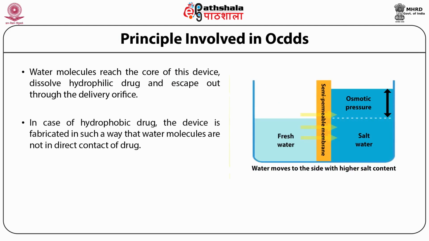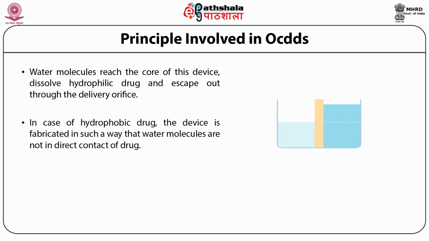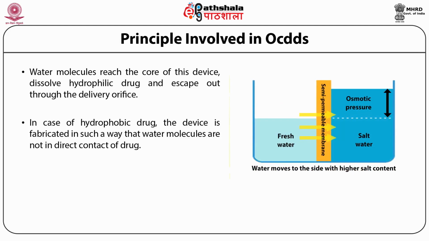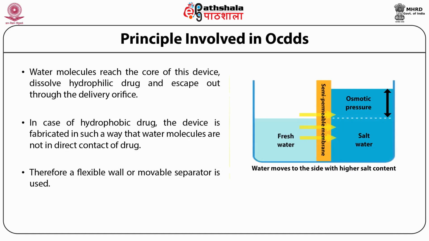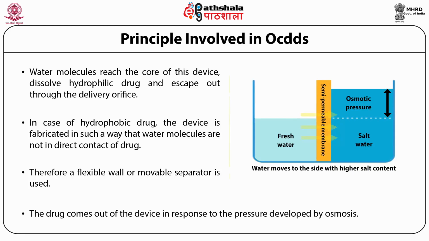In the case of a hydrophobic drug, the device is fabricated in such a way that water molecules are not in direct contact with the drug. Therefore a flexible ball or movable separator is used. So there is a wall of a flexible membrane which, if you push it with pressure, starts moving. During that, the drug comes out of the device in response to the pressure developed by the osmosis. This is the process used in the case of fabricating a hydrophobic drug.